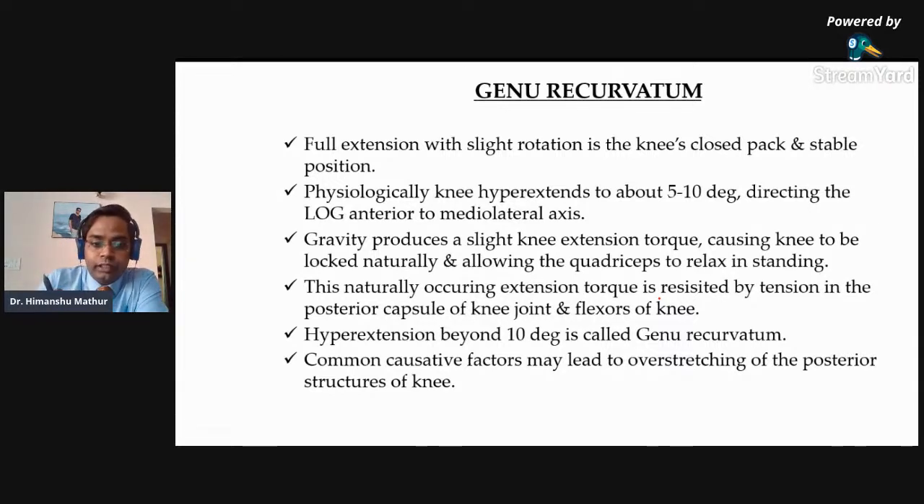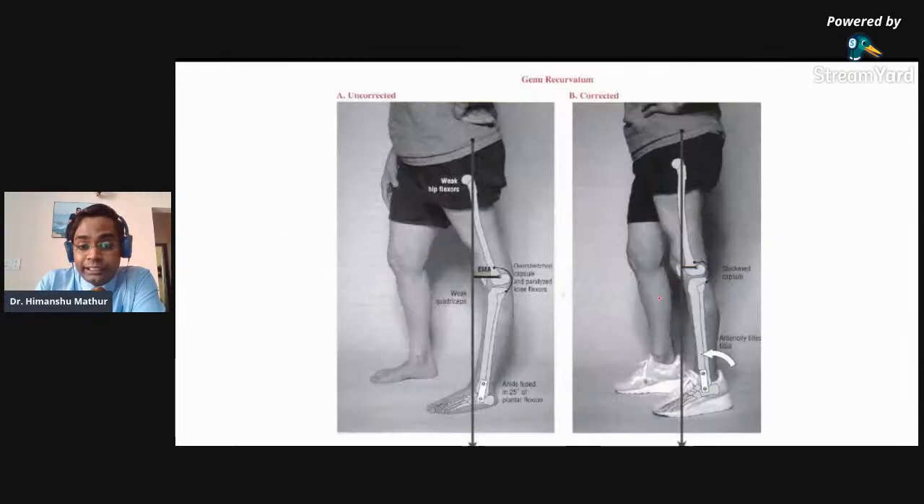All right. Now, common causative factors may lead to overstretching of the posterior capsule, which is pretty common, as you can see in this case. The second diagram, B, is the correct diagram for this. In this, the integrity of the posterior capsule is maintained. In the first diagram, there is an overstretched posterior capsule, which directs the line of gravity or the mechanical axis too far anterior to the medial lateral axis of rotation. So the external moment of the body weight increases and the knee goes into extension. The recurvatum promotes more recurvatum.